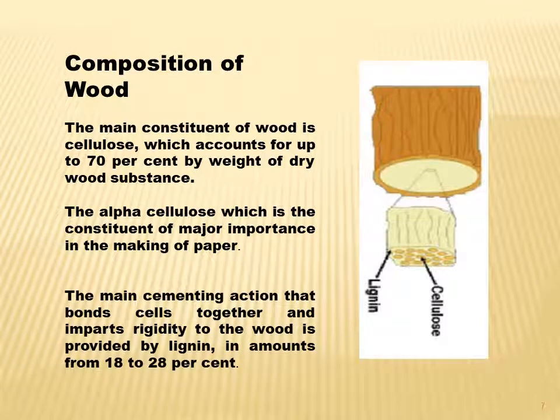The second major component is the lignin. The main cementing action that bonds cells together and imparts rigidity to the cell is provided by lignin. So the basic function of the lignin is to provide rigidity to the wood cells. Wood contains about 18 to 28% of lignin. In the diagram, you can clearly see that the wood is composed of cellulose and lignin.